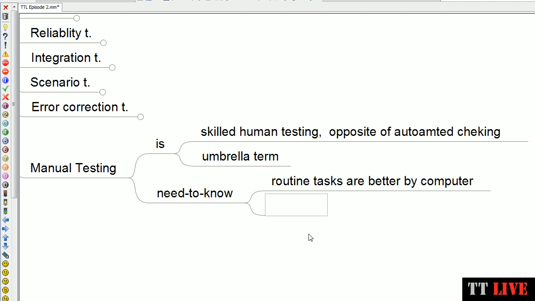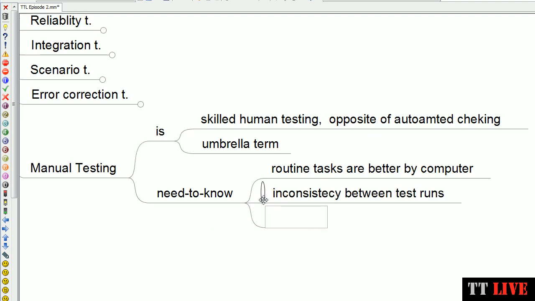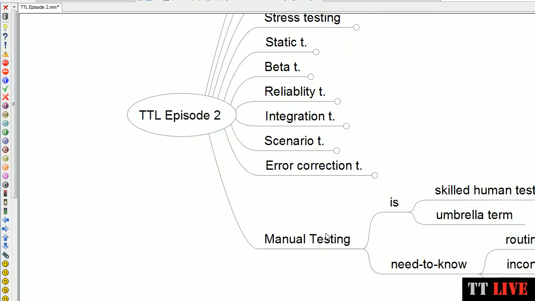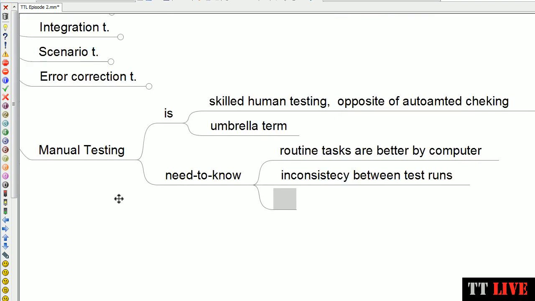Because there's much more inconsistency between test runs. But this doesn't mean that it's bad. It's just bad in specific cases where humans have problems. But skilled people get around these problems and are actually very good.